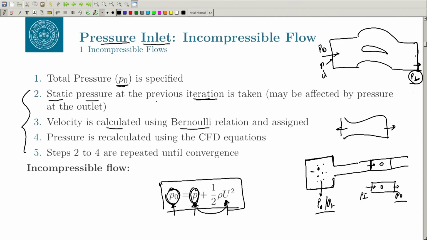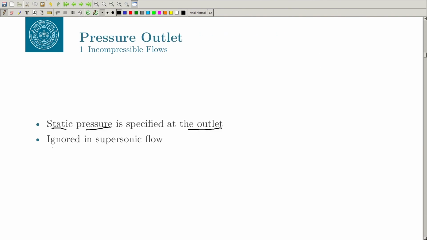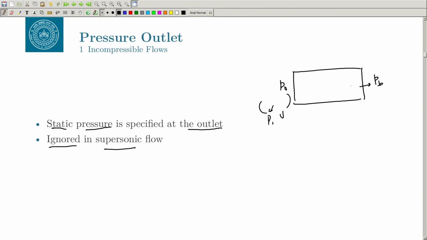So, you are not fixing the pressure at the inlet here, and this is ignored in the supersonic flow. We will look at the supersonic flow, why it is ignored, but basically you can think of a situation. This is your inlet and outlet, you give a P naught here, use the Bernoulli equation to calculate u, P is taken from the CFD code, and you give the back pressure here or the pressure outlet here. That is the only information you have to give, and you can calculate all other information using the Bernoulli equation. And as the iteration goes and the solution goes to convergence, you will get your desired static pressure here.